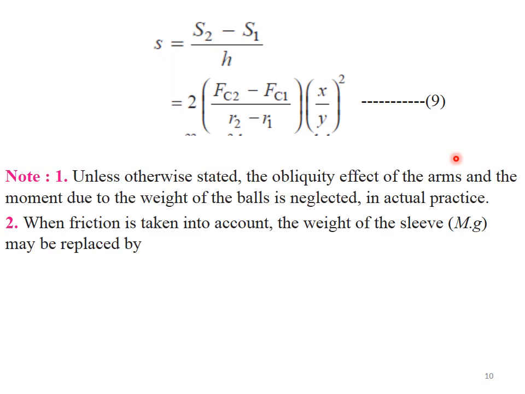As I have told, unless otherwise stated, the obliquity effect of the arms and the moment due to weight of the balls is neglected in actual practice. And whenever we take friction into account, the weight of the sleeve is replaced by mg plus or minus f. So this completes the derivation of Hartnell governor for stiffness of the spring.